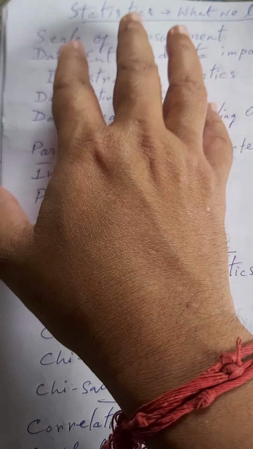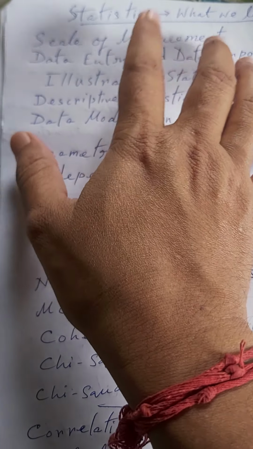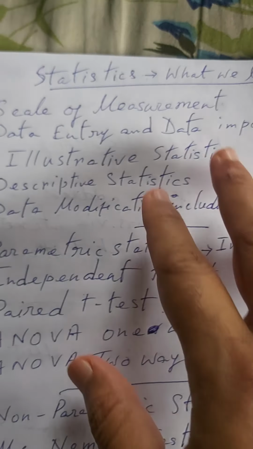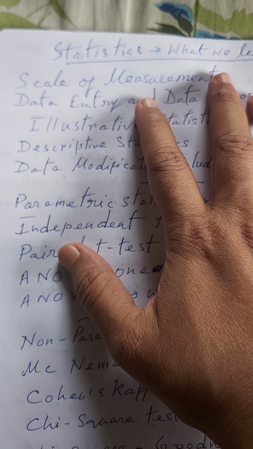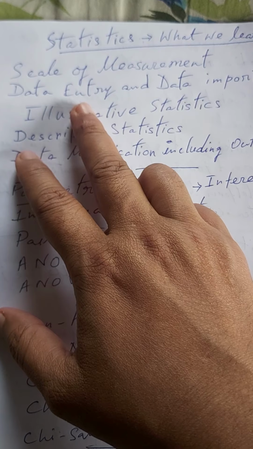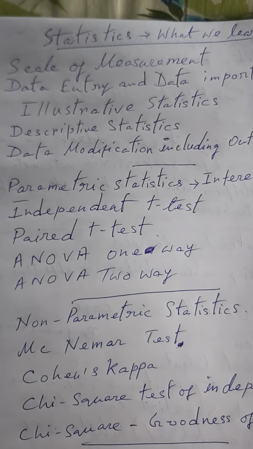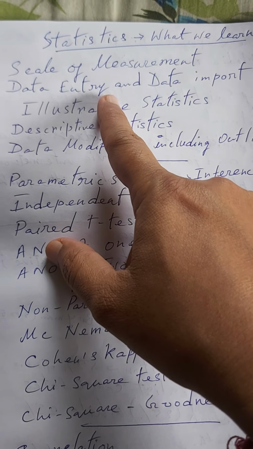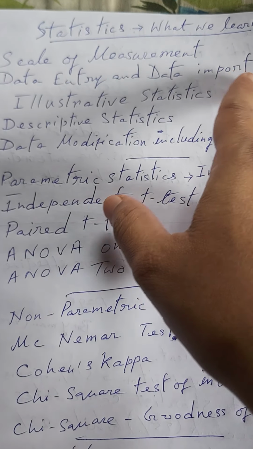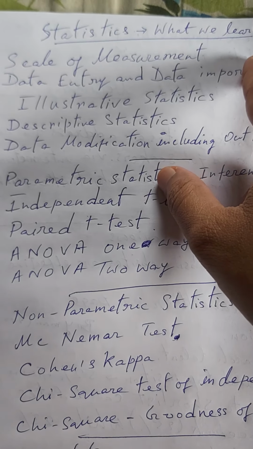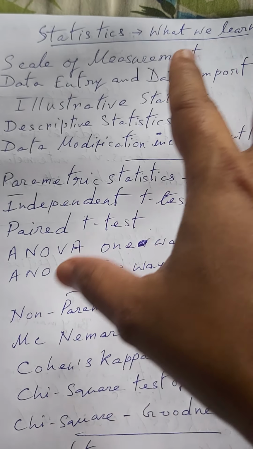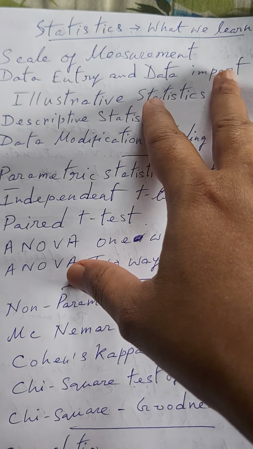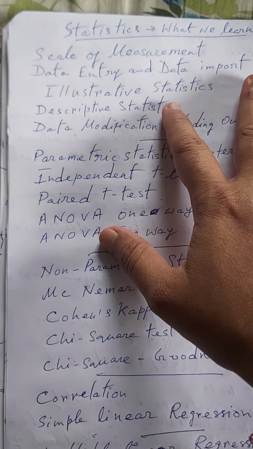What is scale of measurement? Why do we use this? What is the purpose of using scale of measurement? That will all be explained in that video. Next is data entry: how to enter data in SPSS, whether it is online data or offline data, or how to import it. If it is online data, how to import this data, or if we have some secondary data, how to import this and feed it into the computer, into SPSS.